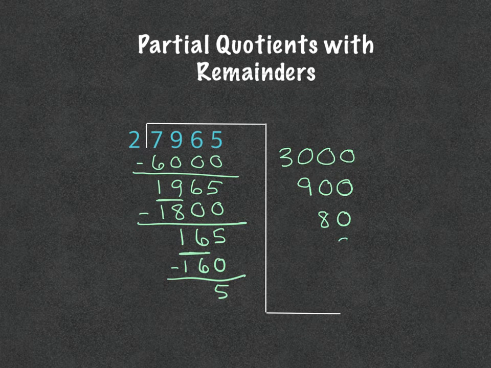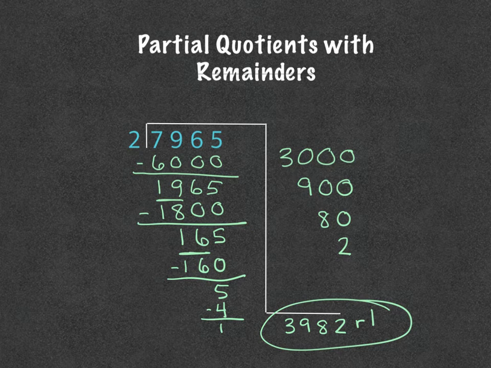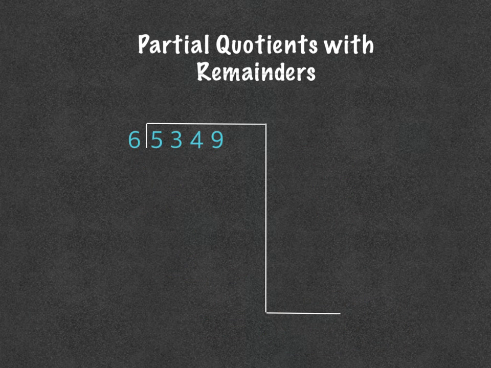2 goes into 5 2 times. 2 times 2 is 4. Subtract and we get 1. So 1's going to be our remainder because 1 is less than our divisor up here. So we're going to add this up. 2, 8, 9, 3. So 3,982. Remainder 1. So that is our answer. All right, let's try another one.